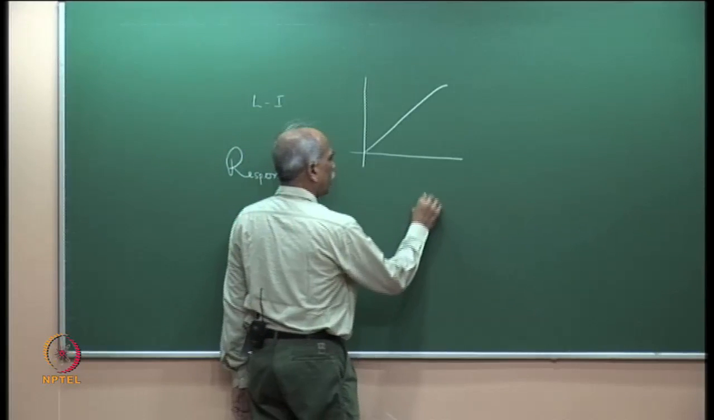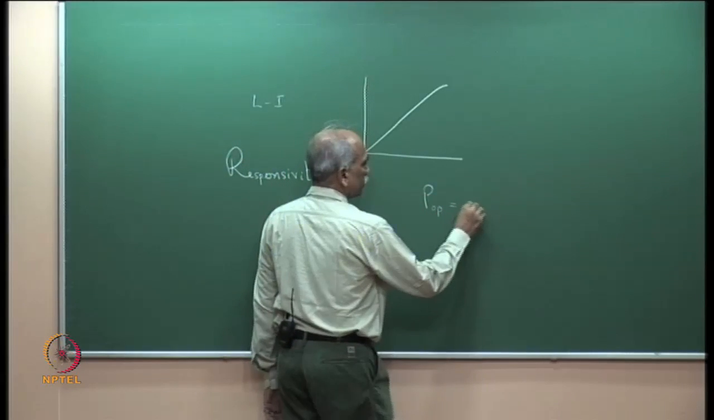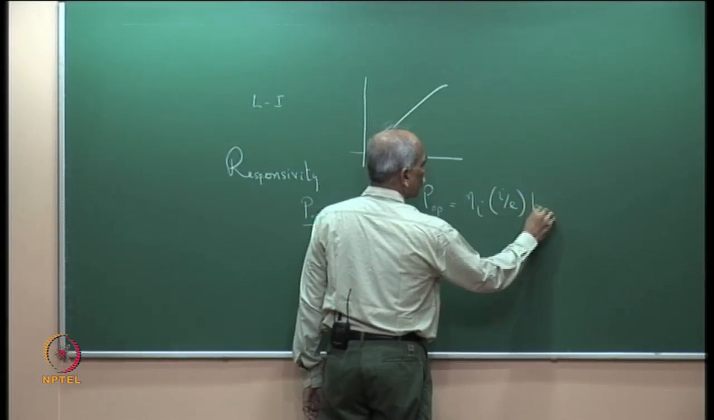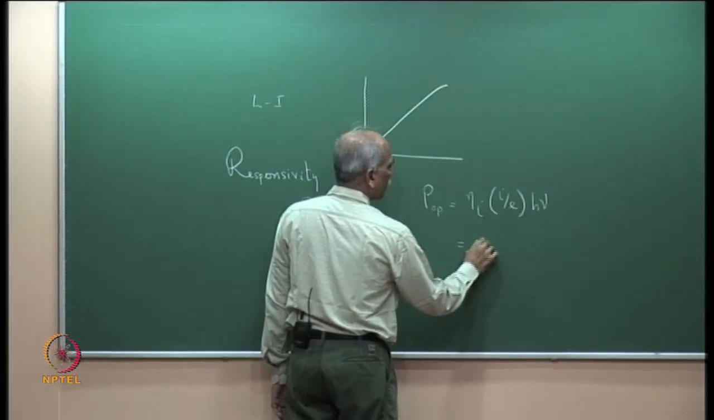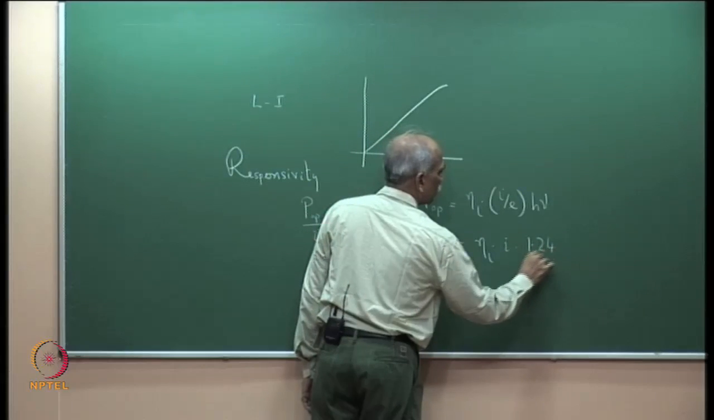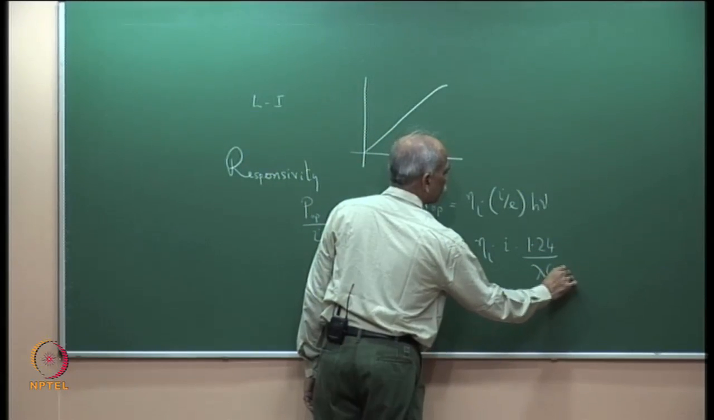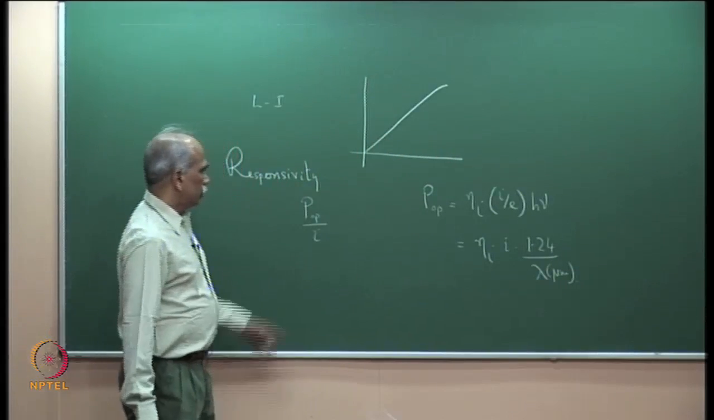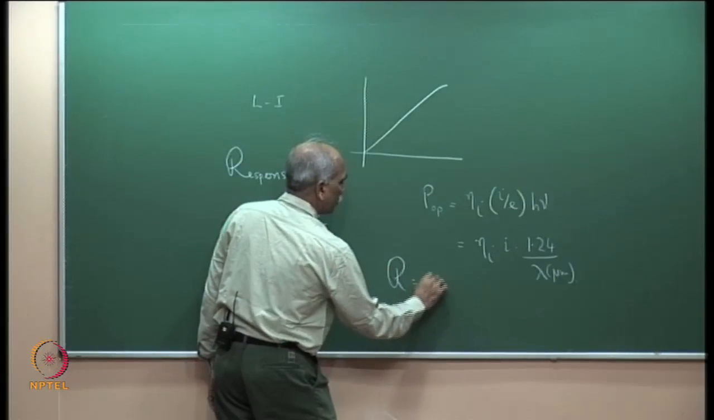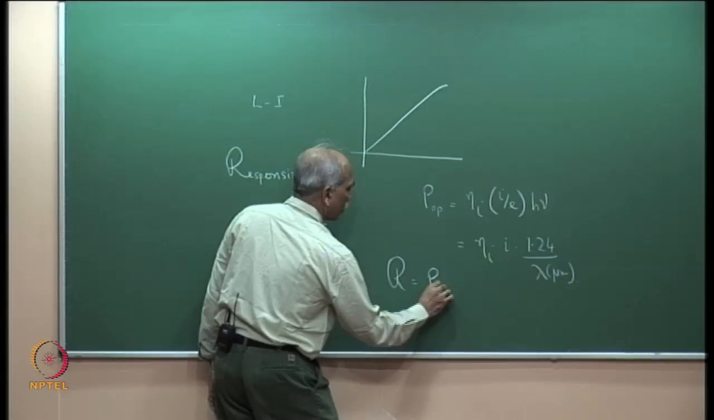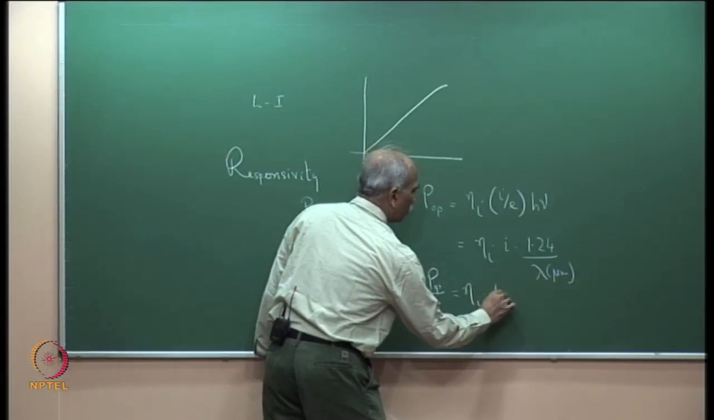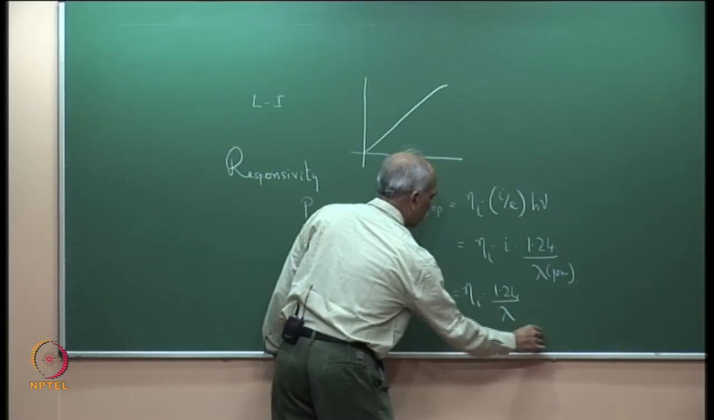We have derived an expression, P optical is equal to eta I into I by E into H nu, which turned out to be eta I into 1.24 divided by lambda in micrometers. So the quantity P by I, so responsivity equal to P by I, same optical power by I equal to eta I into 1.24 divided by lambda.